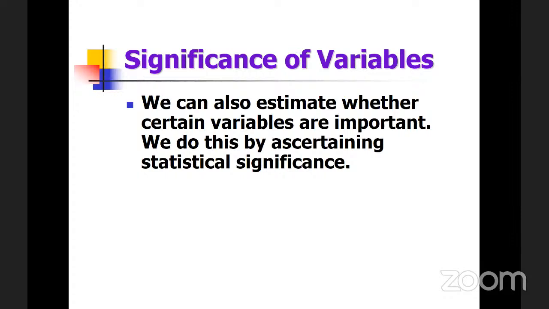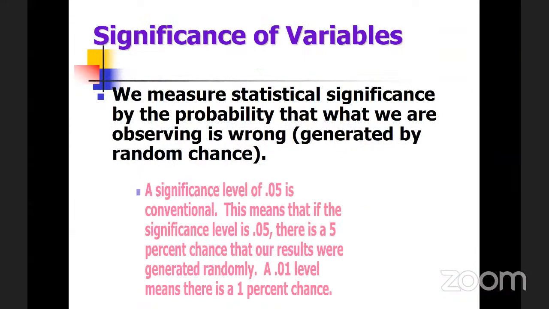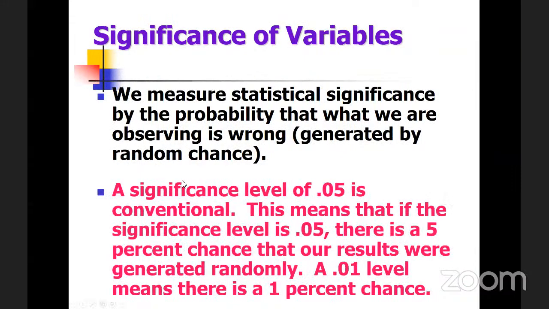So when we want to talk about levels of confidence, we want to talk about statistical significance. What is the probability that the estimate produced is by random chance, that there's no relationship between the two variables we're talking about? Typically we use a significance level of alpha equal to 0.05, that's the convention. Some researchers use alpha equal to 0.01. So alpha equal to 0.05 means that there's a 5% chance that the results were generated randomly.